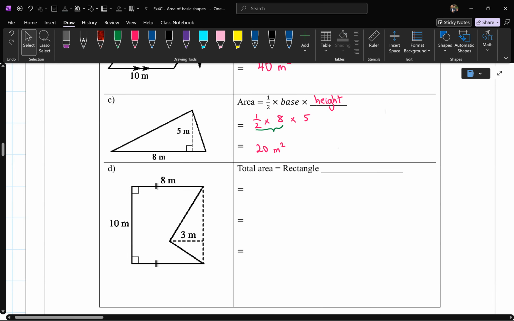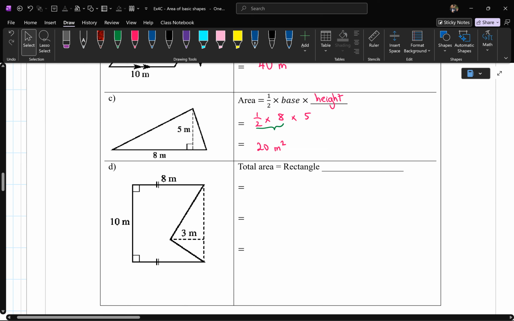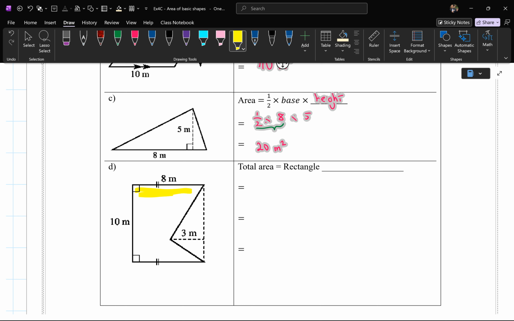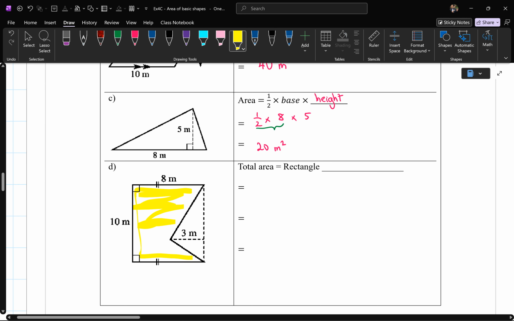Next one. D is a problem-solving one now, so it doesn't fit in the 4 shapes that you've got. But you got to think about, well, what can I do with the 4 shapes to get the area that I want, which is this one. So I want this weird shape, just the area of this inside.